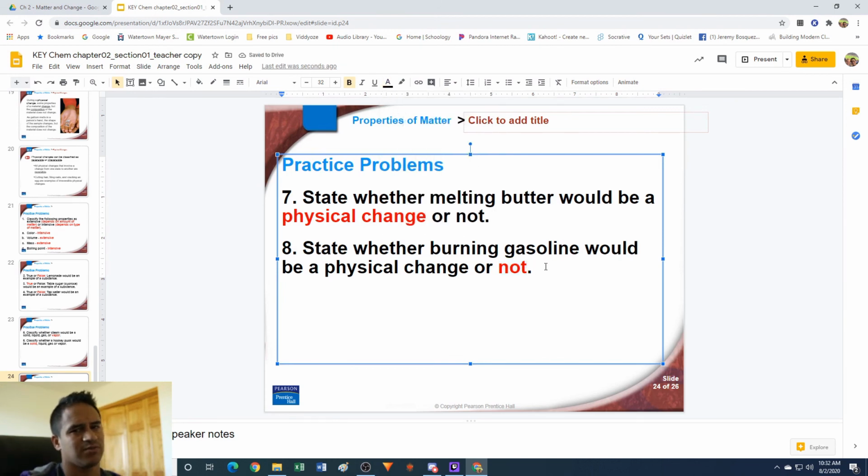That was a little bit tricky because we haven't talked about chemical changes yet. But if you think about it in your head, if you burn gasoline, it's not there anymore. It's gone. It doesn't exist. So, all right, that was the last question for this section of notes.